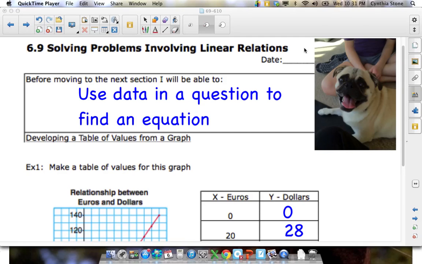in the grade 9 applied math course is on solving problems involving linear relations. Remember, linear just means straight. As you can see, Charlie loves this lesson. He thinks this one's lots of fun.